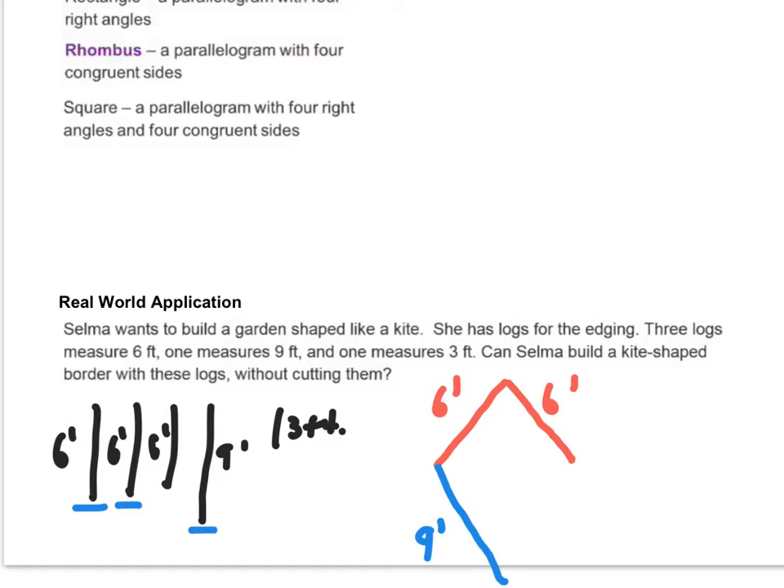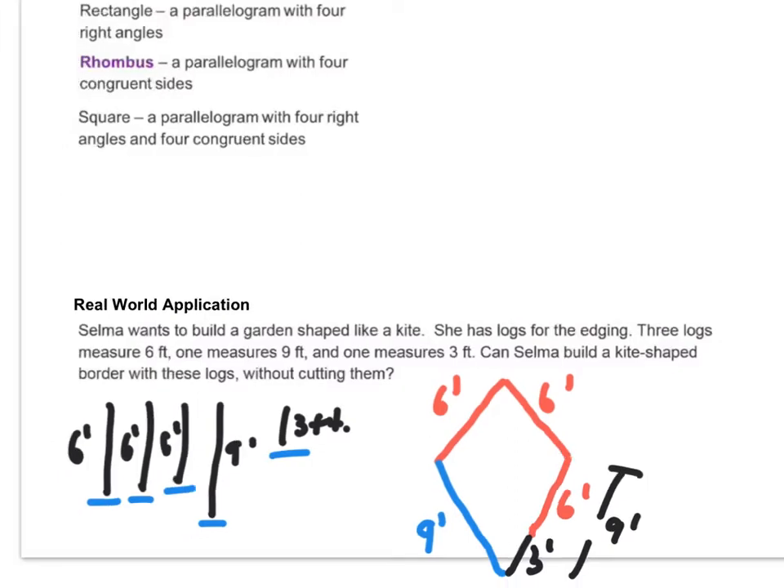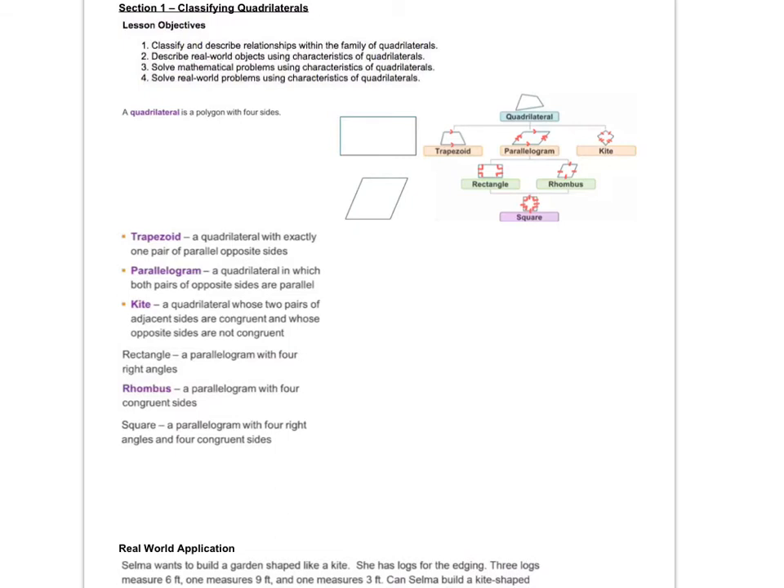Now if I look at my other logs, I have a 6-foot log and a 3-foot log. So I could add in this 6-foot log right here, and then I could also add in this 3-foot log so that the whole thing is 9 feet. And that's kind of the idea. We just want to make it look like the shapes we have up here.